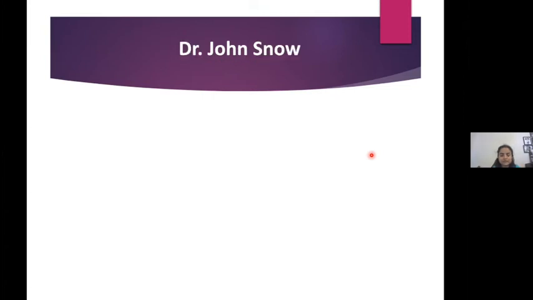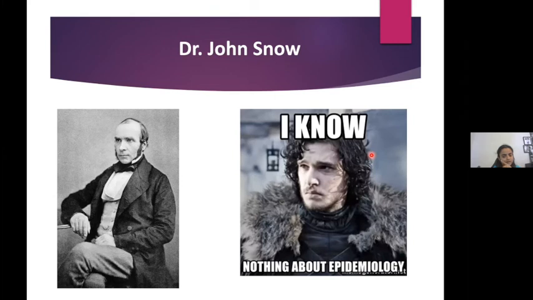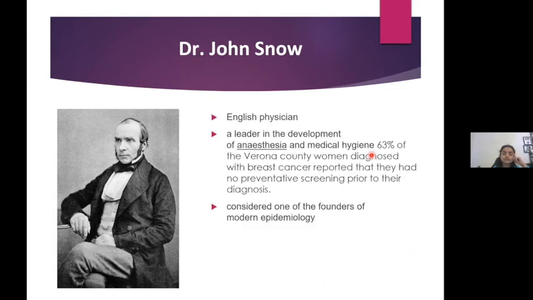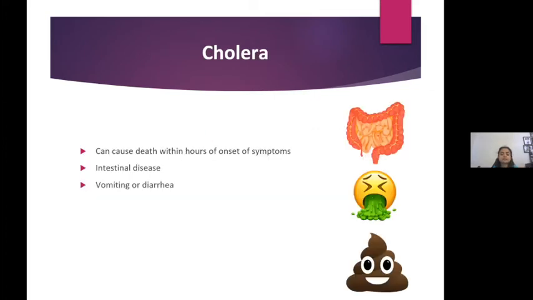Now, we have a protagonist in every story. So our protagonist is someone called Dr. Jon Snow, who looks like this and not this, for those of you who watch too much Game of Thrones. So Jon Snow was an English physician. Curiously, his life's work was mainly developing anesthesia during childbirth, and he's considered one of the founders of modern epidemiology.